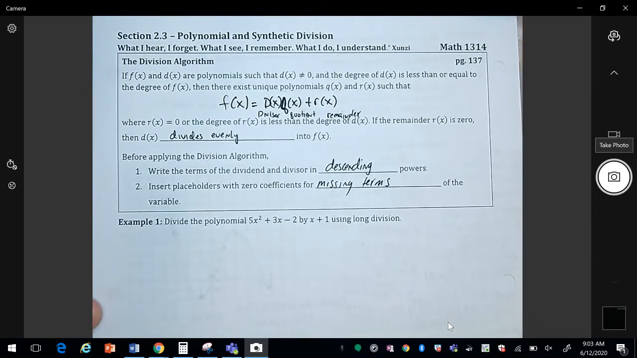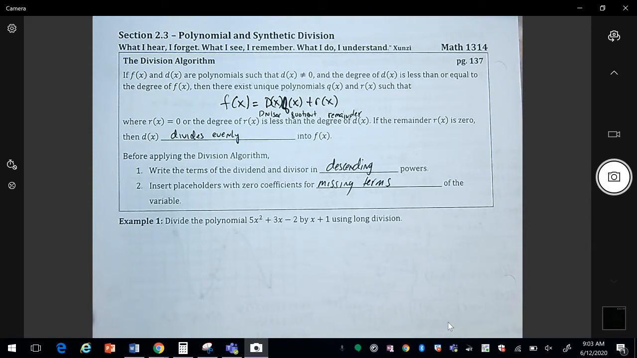What I hear, I forget. What I see, I remember. What I do, I understand. Zuni.